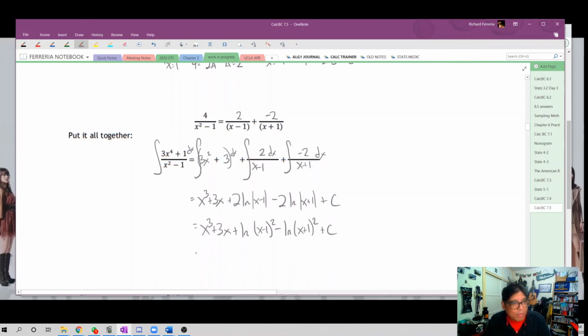And that simplifies into x cubed plus 3x plus the natural log of ((x minus 1) over (x plus 1)), whole thing squared, plus constant. So that takes us beginning to end with our partial fraction decomposition, including our antidifferentiation.